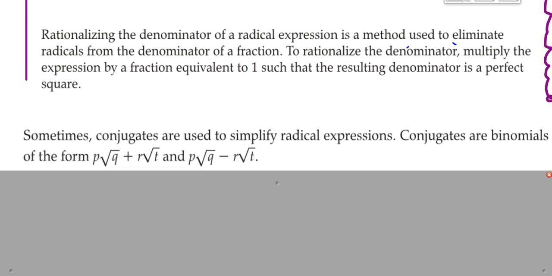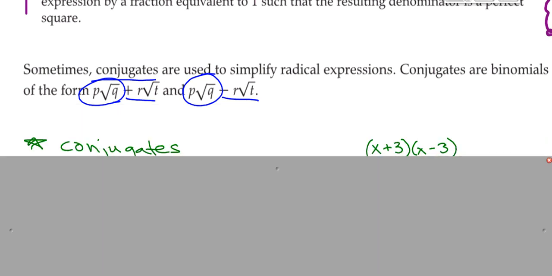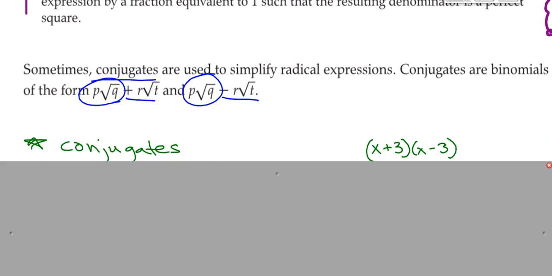Now, sometimes conjugates are used to simplify radical expressions, and conjugates are binomials of the form p square root of q plus r square root of t, and p square root of q minus r square root of t. Notice the beginning value is identical, and then you're either adding or subtracting that ending value as you go. Then just a reminder about conjugates in general.